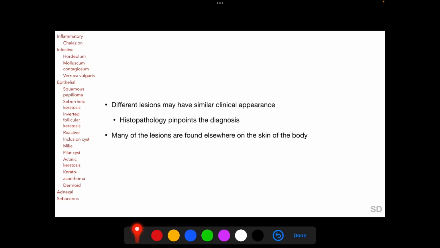There are a large number of benign eyelid lesions, and different eyelid lesions may have similar clinical appearance, and only histopathology helps us to accurately pinpoint the diagnosis. And since many of the lesions we will be discussing here originate from the skin of the eyelid, these lesions are also found in the rest of the body.